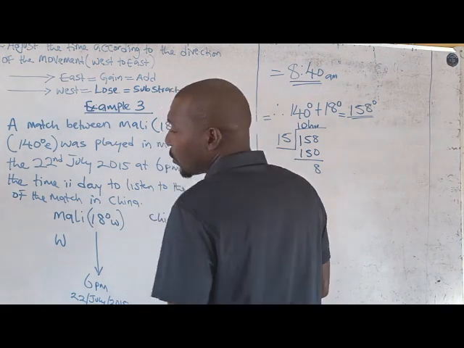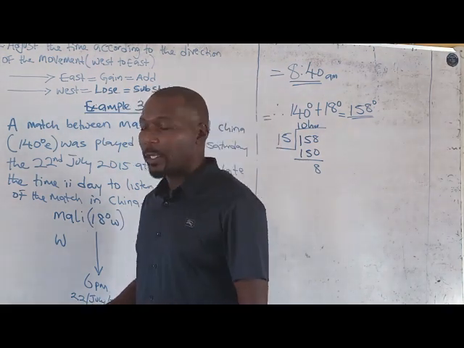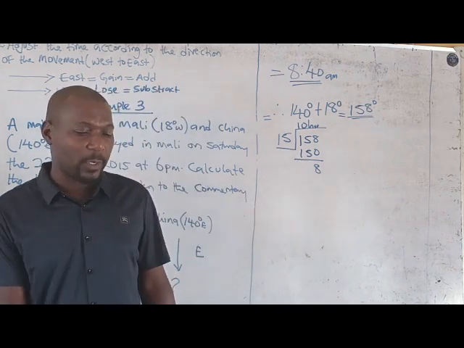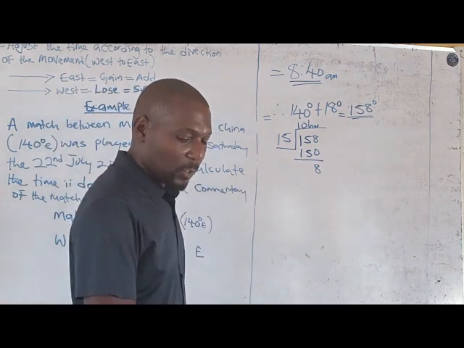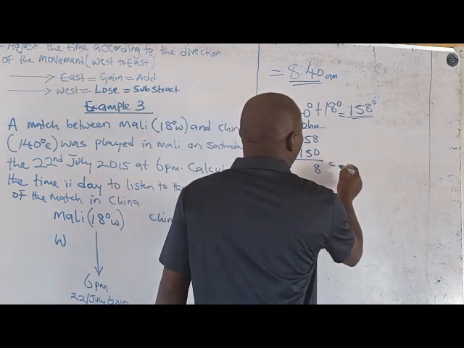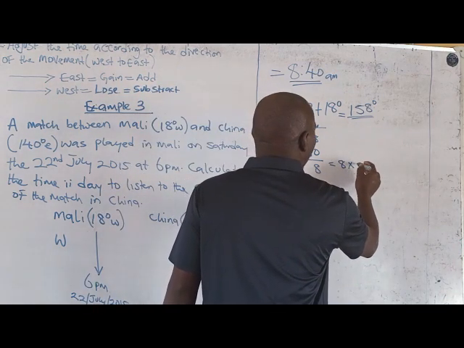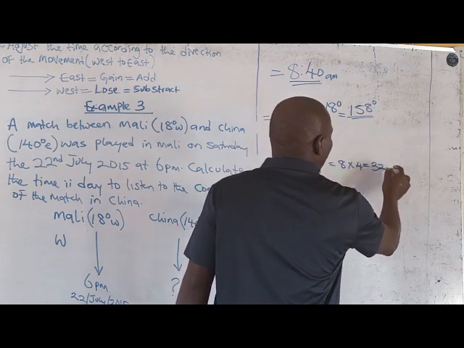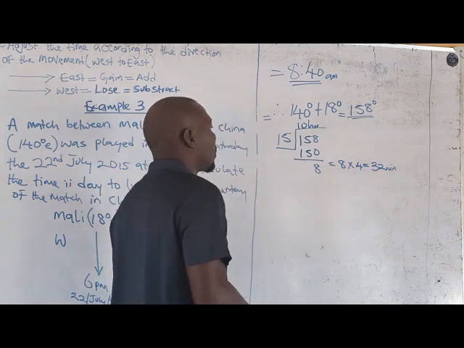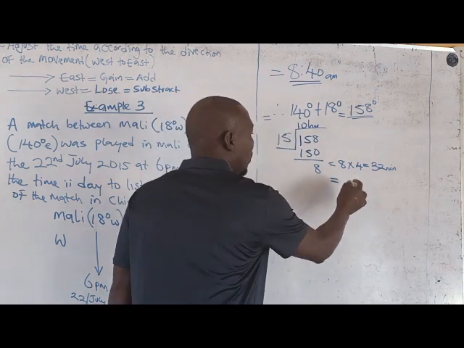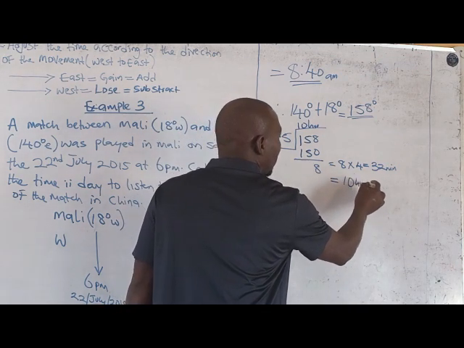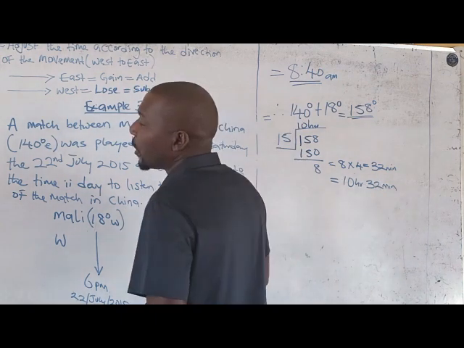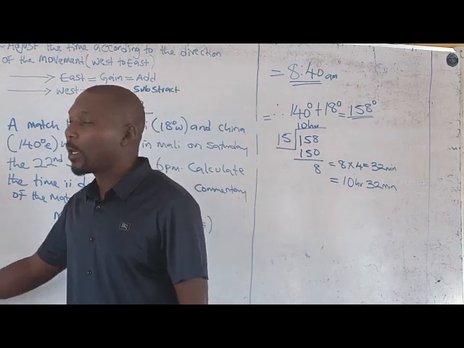So remember what we are told here, that every remainder we get, we multiply it by 4. So 8 multiplied by 4 equals 32. So we are getting 32 minutes. All in all, we are getting 10 hours 32 minutes. Thus we are done with rule number 3.